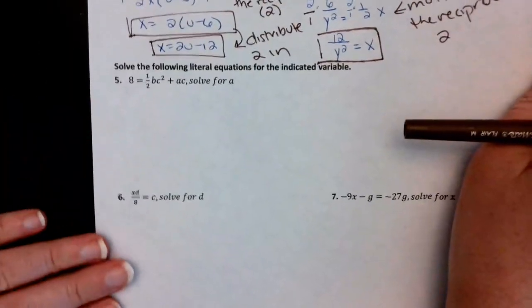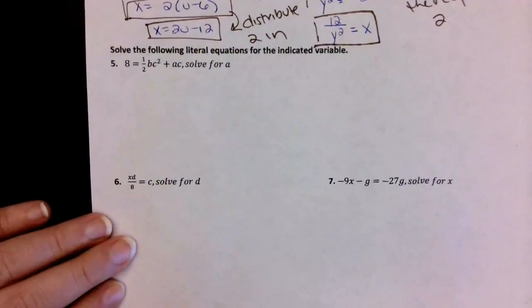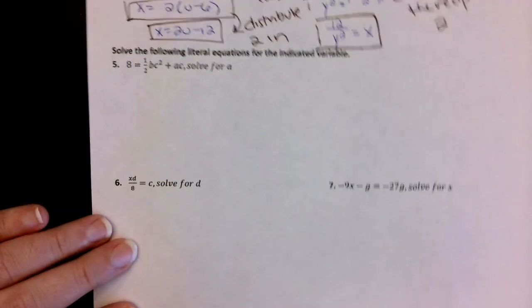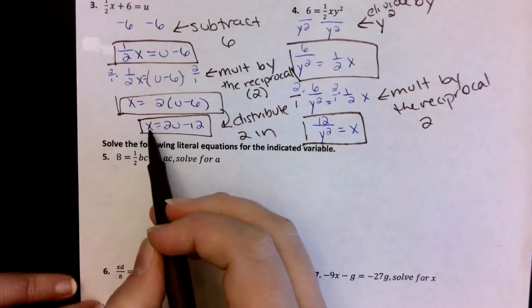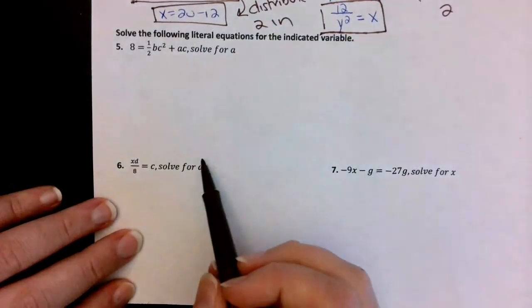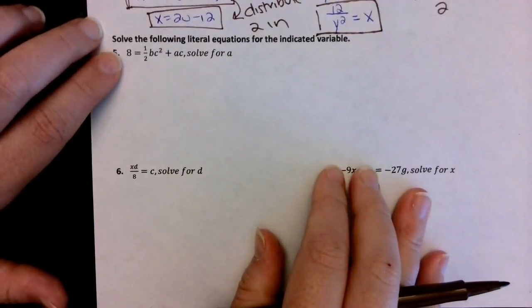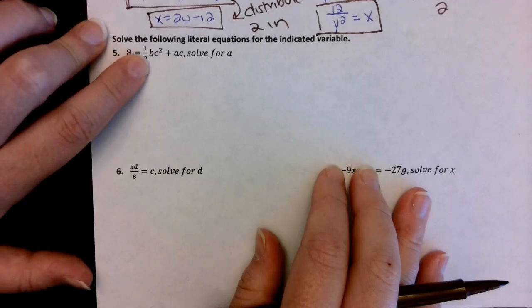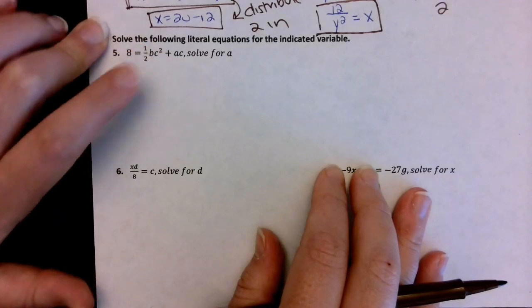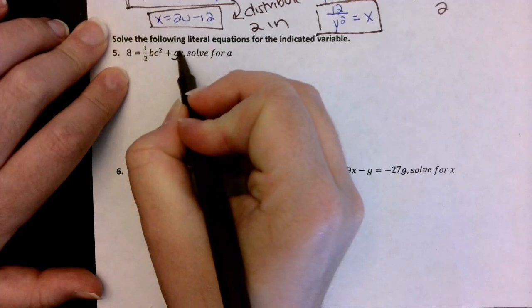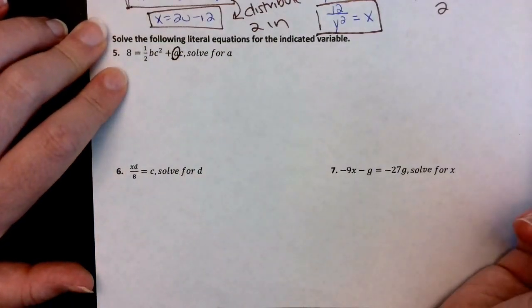Alright, in the last 3, we are going to solve them ourselves, and they're going to give us an indicated variable for us to solve for. So the indicated variable up here would have been x. We were solving for x. Down here we solve for a, d, and x. Alright, so my first equation says 8 equals 1/2 bc squared plus a times c. I want to get a all alone.